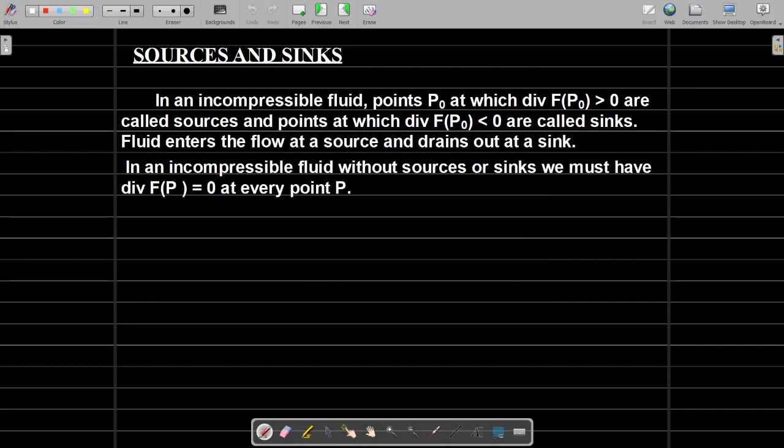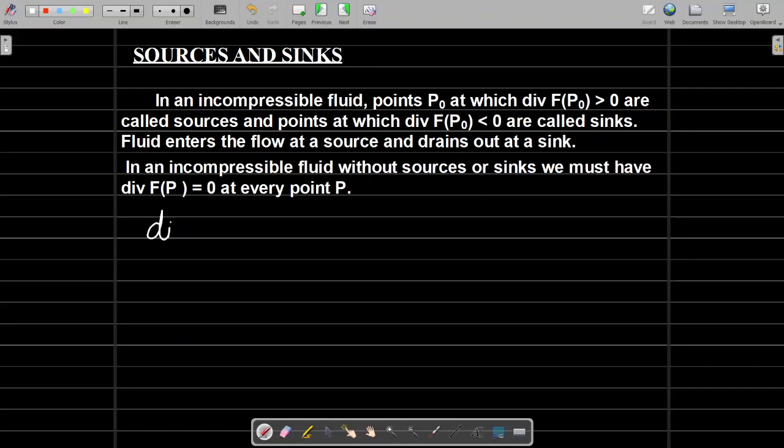Now we will move on to the last topic of this video, that is sources and sinks. In an incompressible fluid, points P naught at which divergence of f of P naught is greater than 0 are called sources, and points P naught at which divergence of f of P naught is less than 0 are called sinks. Fluid enters the flow at a source and drains out at the sink. In an incompressible fluid without sources or sinks, we must have divergence of f of P equal to 0 at every point. So this should be very clear to you.